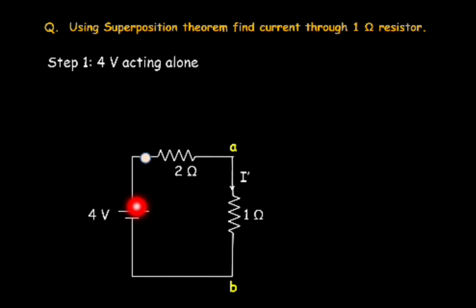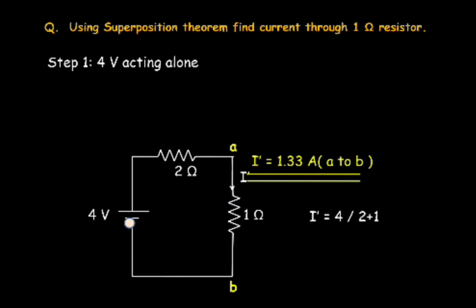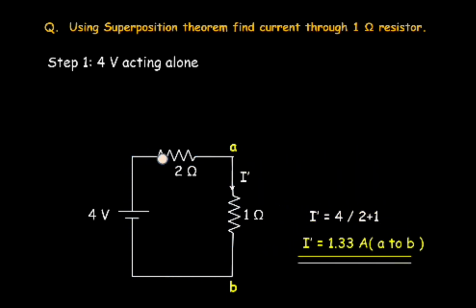Okay, so now we can see what the current will be. Current will leave from this 4 volt battery. It will flow through this 2 ohm and this 1 ohm. So 2 and 1 ohm are in series. So this I dash, simply by using Ohm's law, we can find: I dash is equal to 4 upon 3, so 4 by 3. So we got I dash is equal to 1.33 amperes. And the direction of this current is from A to B. So we have noted down this direction. So step number 1 is over.